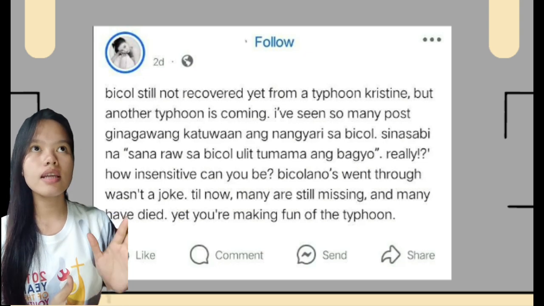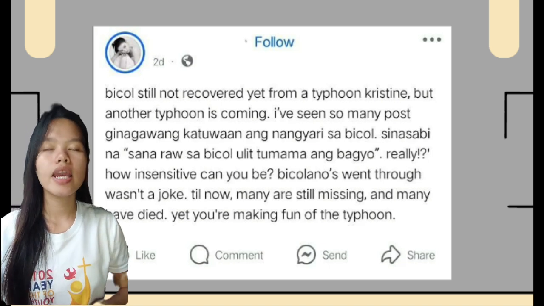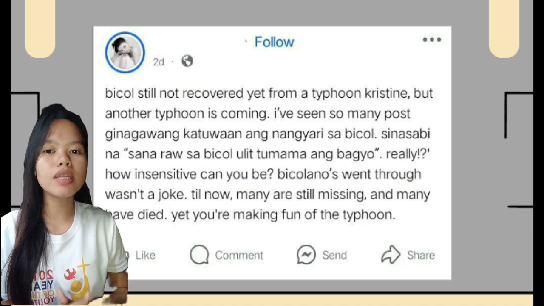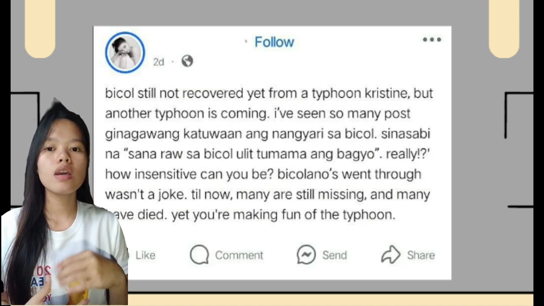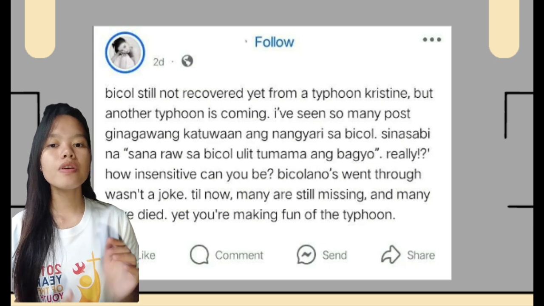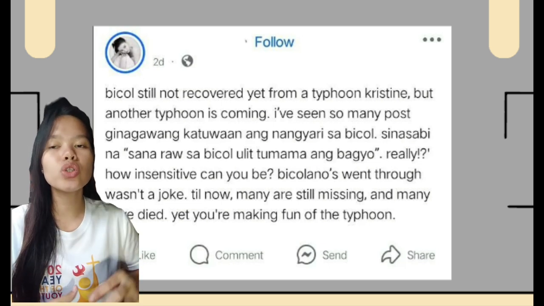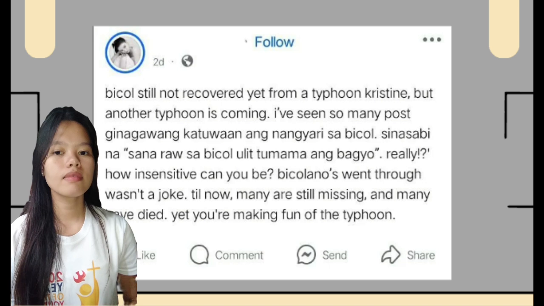From this social media post, I consider that the message is well structured, starting with the current situation in Bicol and then transitioning to the insensitive comments, and concluding with a powerful statement expressing the author's anger and frustration. The use of a rhetorical question adds emphasis and engages the reader.